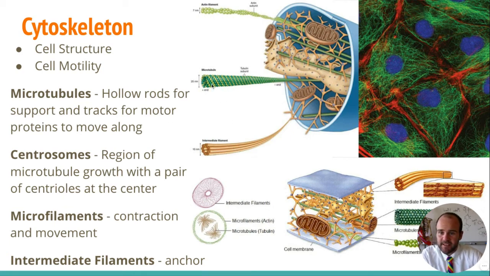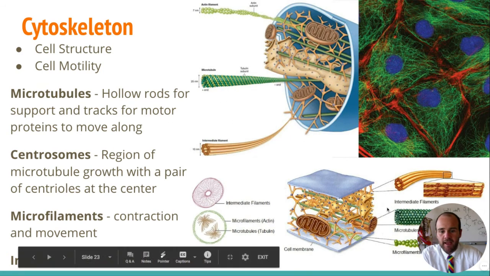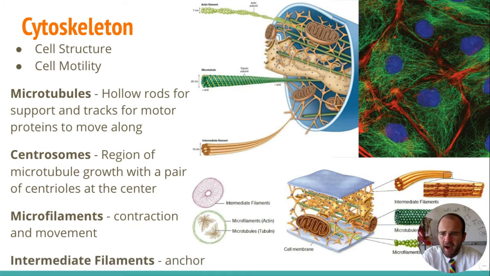Microtubules, which you can see here and here, are hollow rods made out of proteins that support the cell structure. Remember, if you don't have a cell wall like in an animal cell, this is going to be extremely important. And they also provide tracks for motor proteins to walk along and carry things throughout the cell.